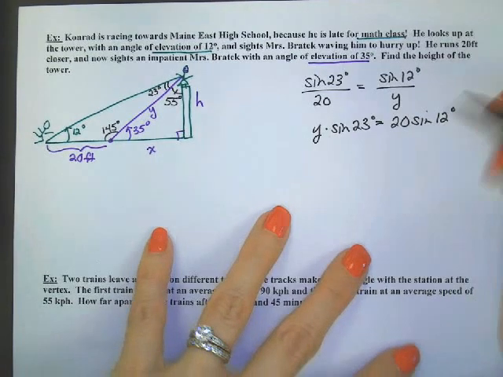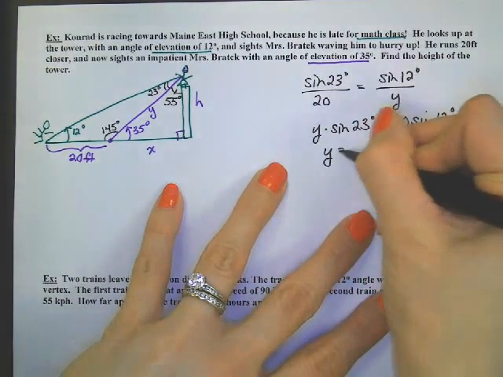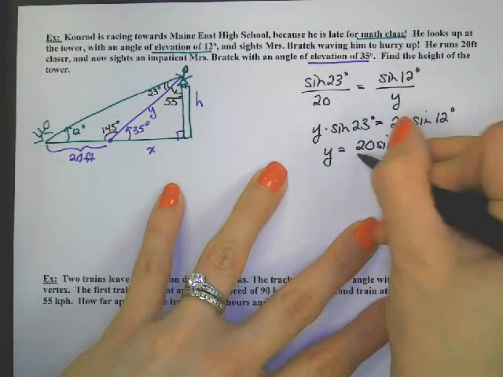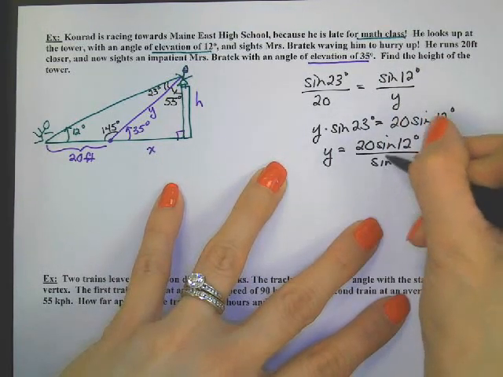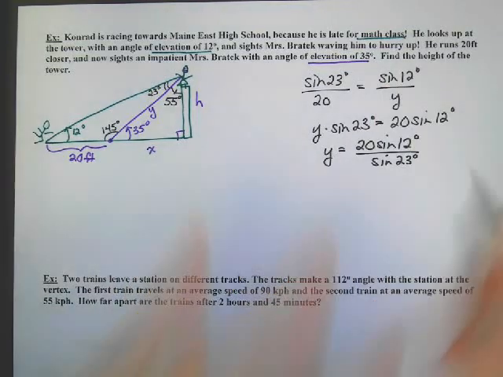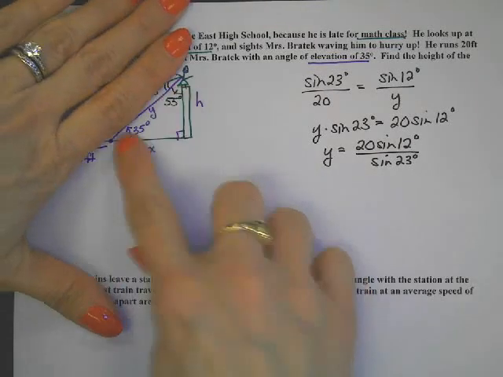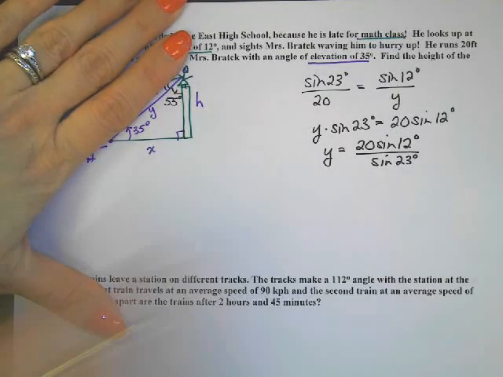Try to not pick up your calculator just yet. We don't need those chopped off decimals because I don't want to be tempted with using a rounded number. Y is that stuff right there. Just hang on to that. Now let's go back to the triangle. I'm trying to find H.